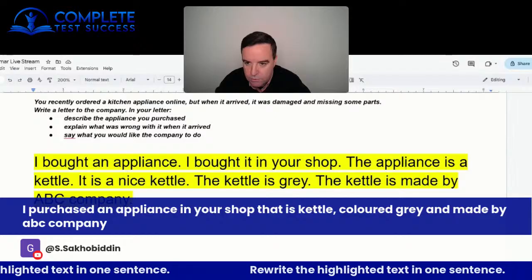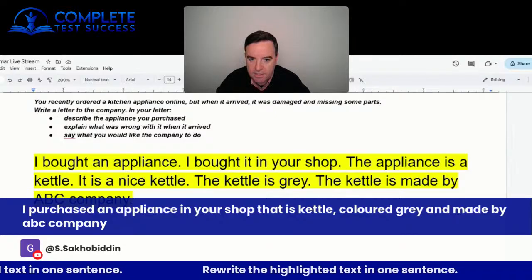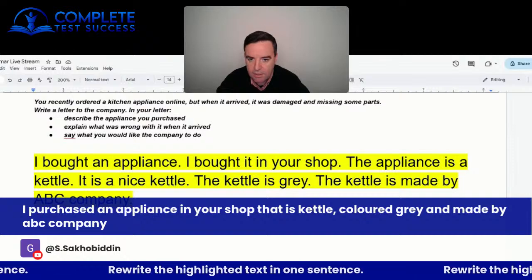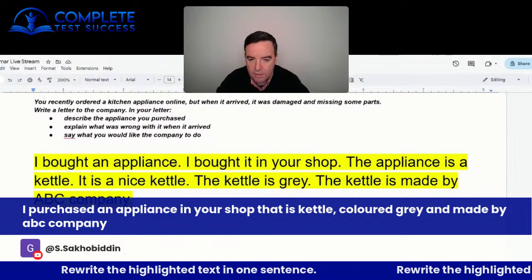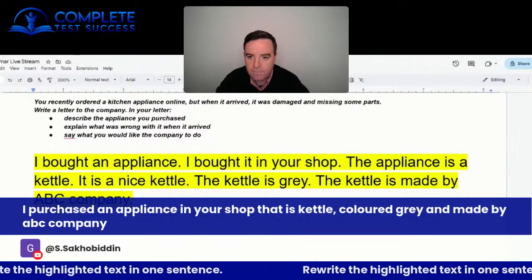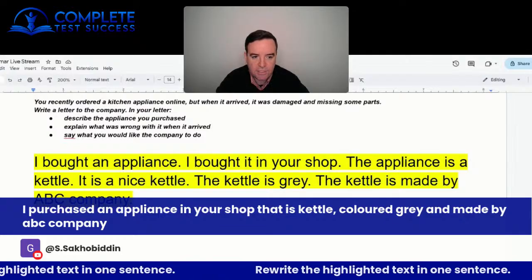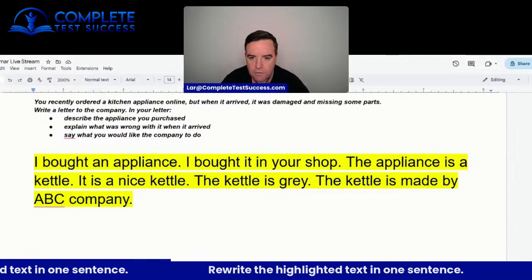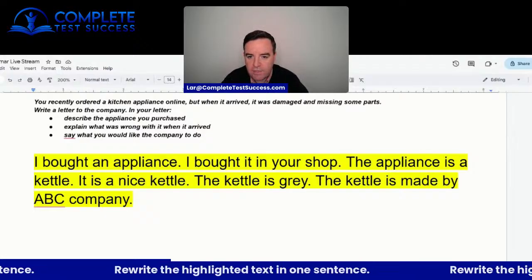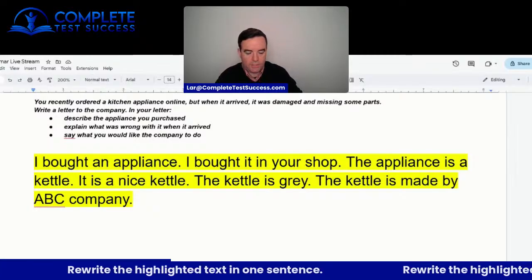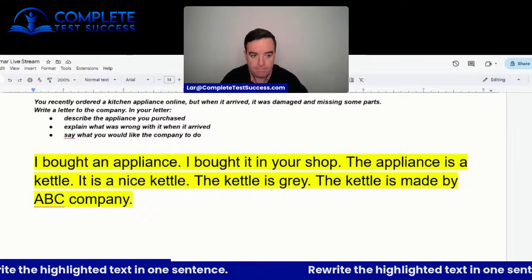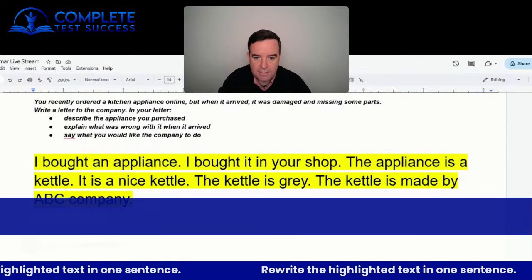Okay, so: I purchased an appliance in your shop that is a kettle colored gray and made by ABC Company. You haven't included all of the information, so you're missing some. So you've got a lot of it, but we want all the information, so don't drop anything. Rewrite the highlighted text where all the information is still there. So that one is missing.